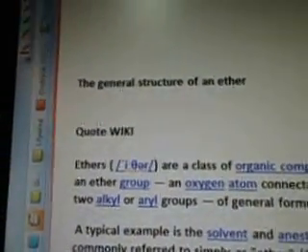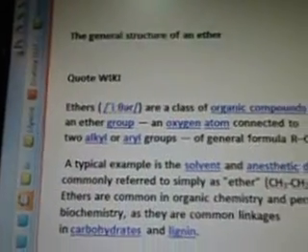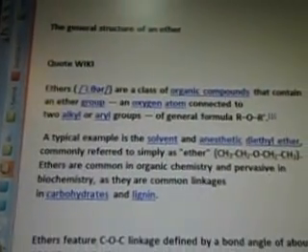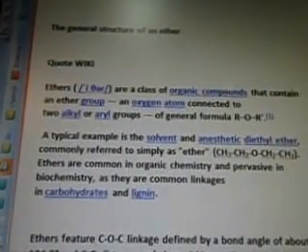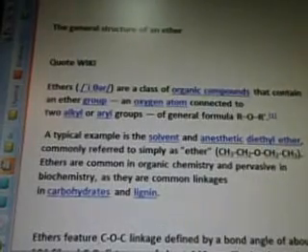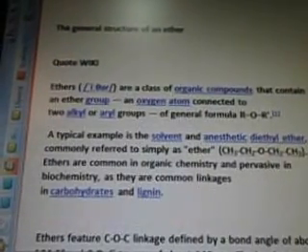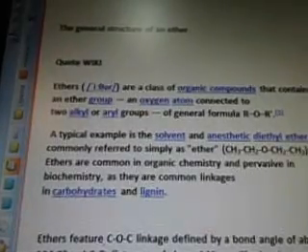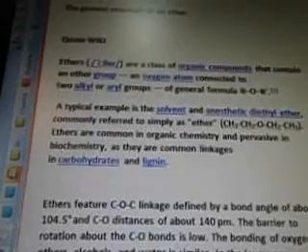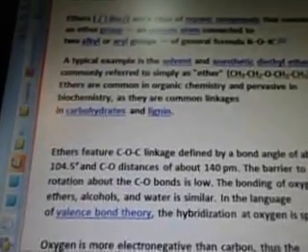The general structure of an ether, quote from Wiki: ethers are a class of organic compounds that contain an ether group, an oxygen atom connected to two acyl or aryl groups, of general formula ROR. Sorry, I stuck the graph on another video, just realized it.